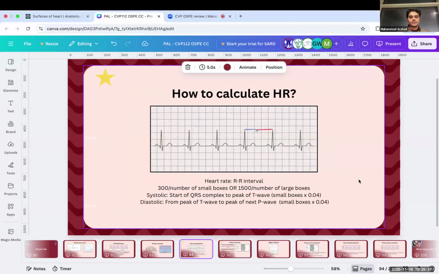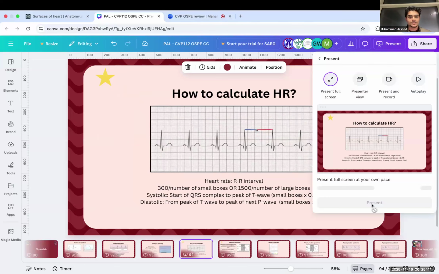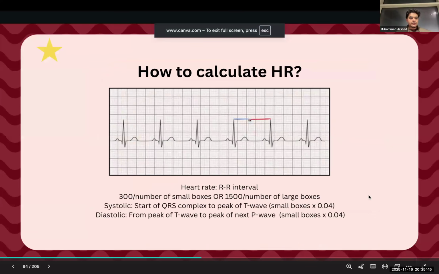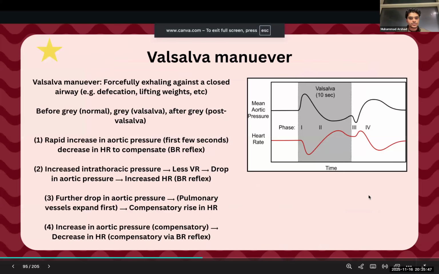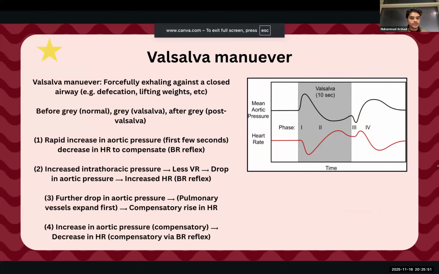Okay, so this is basically the last important thing. This is very, very likely to come on the OSPE. This is the Valsalva maneuver. So the Valsalva maneuver refers to forcefully exhaling against a closed airway. So basically think of it like, if any of you guys go to the gym, right? And you've ever been really close to failure and you're lifting, you're breathing out against a closed airway, right? That's what this is referring to. Or like when you're defecating, that's another example. And you do it for 10 seconds in this case.